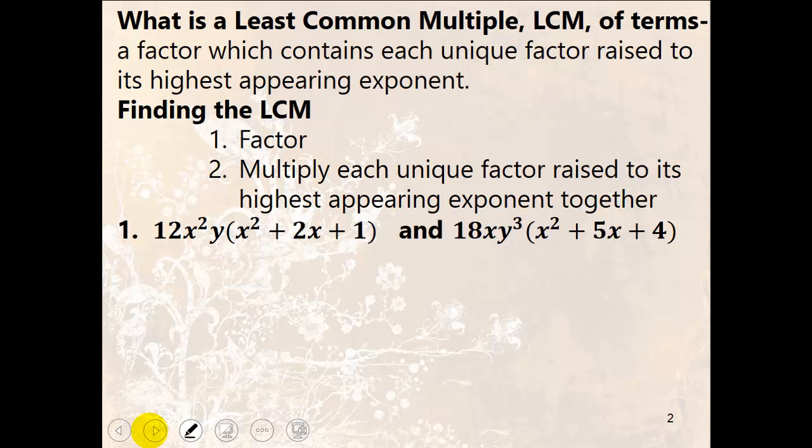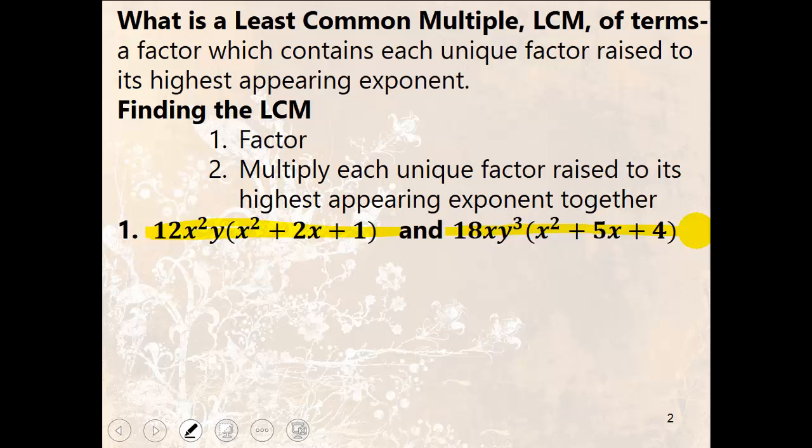All right, so the big picture is you're creating a factor that contains several unique factors which are all raised to their highest appearing exponent. The first thing you have to do is factor both of the expressions you are trying to find the least common multiple of. Then you pull out each unique factor raised to its highest exponent, and then you multiply them together.